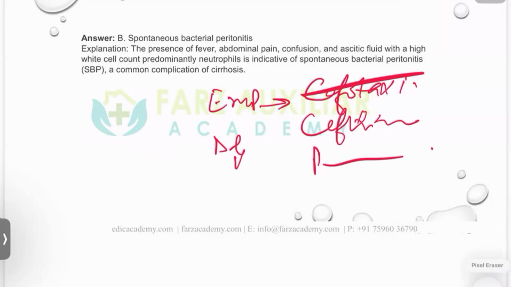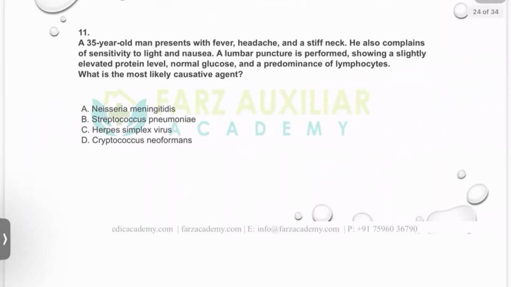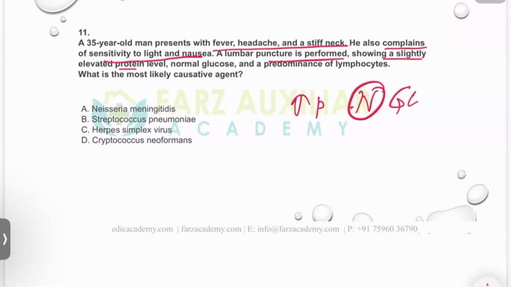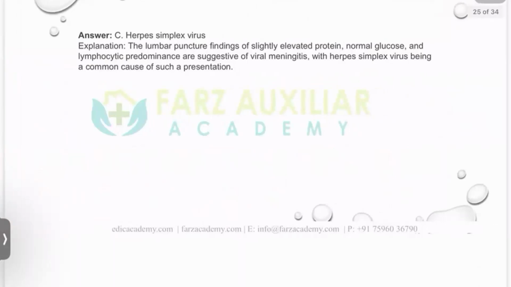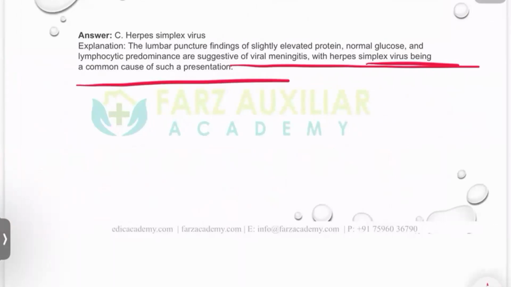A 35-year-old man presents with fever and headache and a stiff neck. He also complains of sensitivity to light and nausea. Lumbar puncture shows slightly elevated proteins, normal glucose, predominance of lymphocytes. What is the answer? HSV. So this is viral meningitis unless proven otherwise, and herpes simplex can be common.